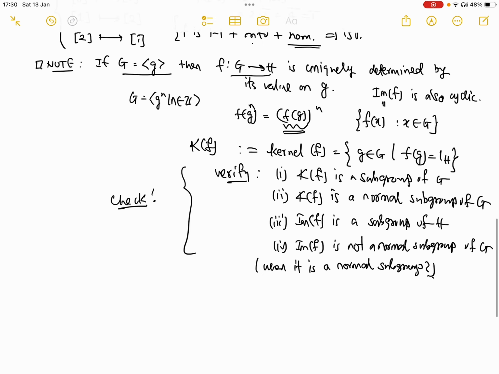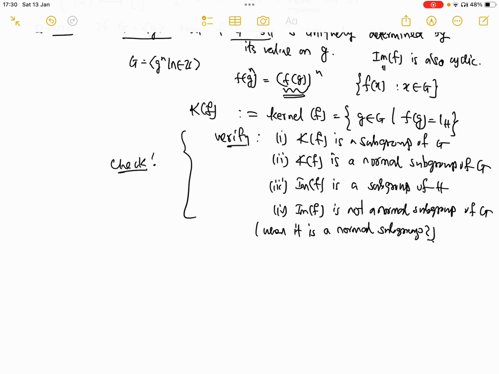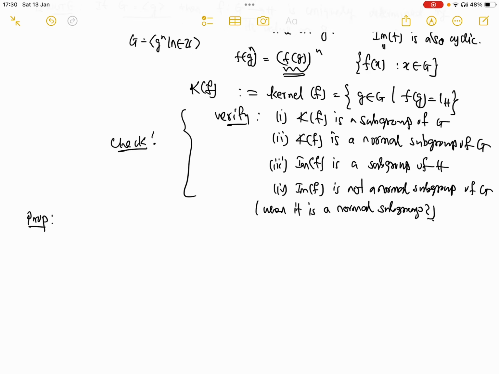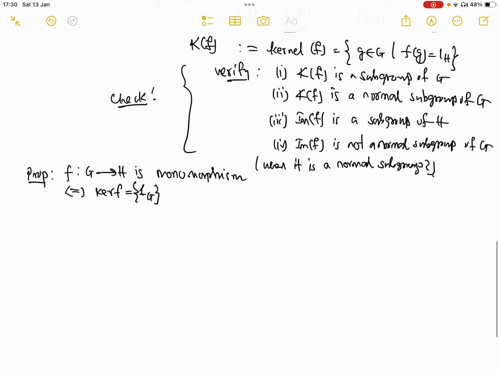Now let me state this proposition, which is important. It goes like: f from G to H is a monomorphism if and only if the kernel of f is precisely the identity. So it's enough to look at the kernel. You don't have to look at all the values of f. If you know the kernel is a singleton, you know that the map is injective. So let's see.